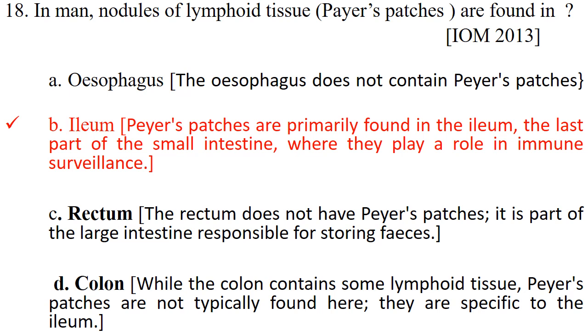It is the part of the large intestine responsible for storing feces. And option D, colon, is also incorrect because the colon contains some lymphoid tissues, but Peyer's patches are not typically found here. They are specific to the ileum.